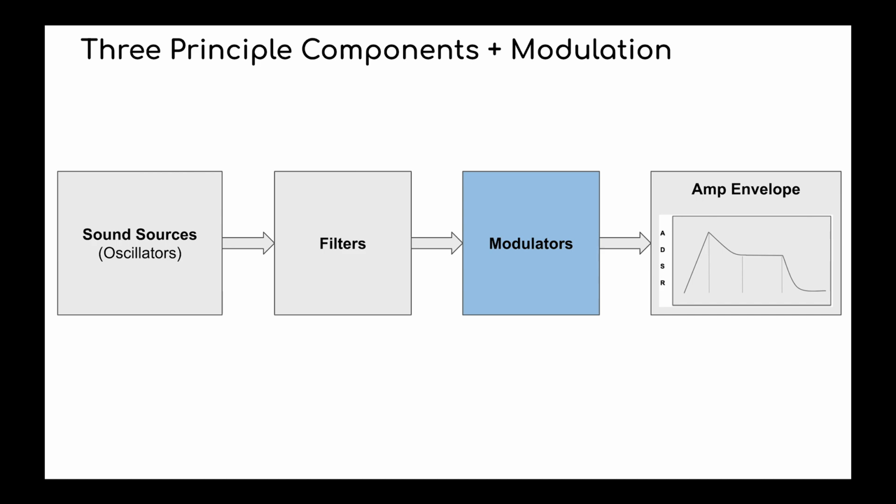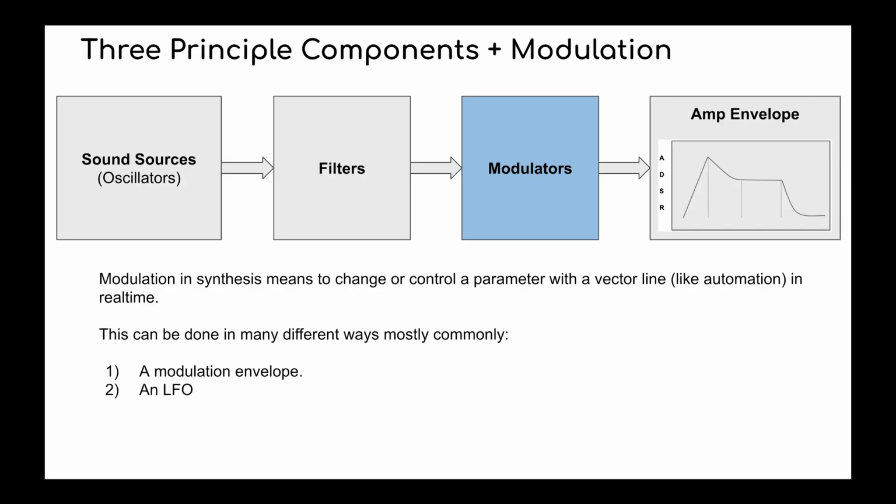So there's a fourth one that I want to add on here, which is called modulators. And modulators are found in most synthesizers as well. What they do is they basically allow me to have another parameter kind of in motion inside the synthesizer, okay? So if we talk about what modulation is, modulation in synthesis means to change or control a parameter with a vector line, like automation, in real time, okay?